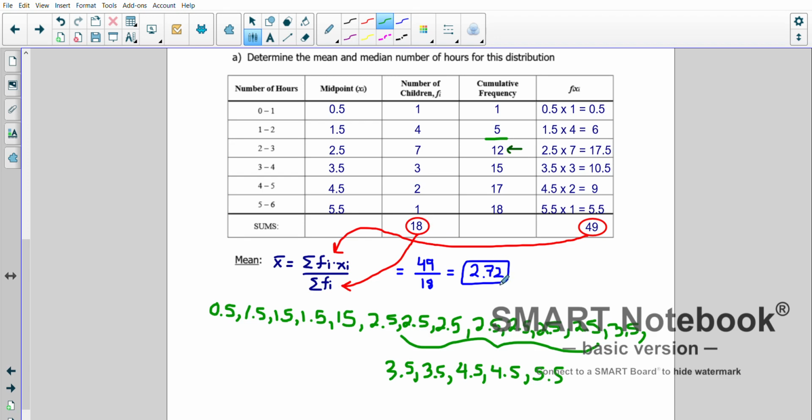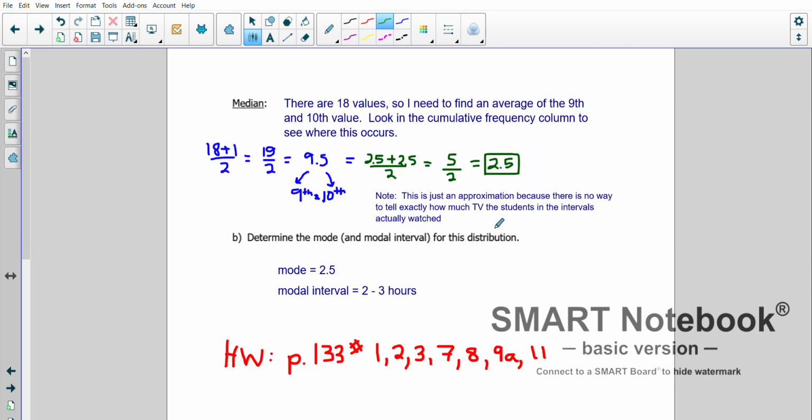So on average, we would get 2.72 kids. Or sorry, 2.72 hours of TV watched. And again, this is not going to be an exact value. It's just an approximation. It's the best we can do considering this is grouped data and it's in intervals. So I'm going to leave this up here and it's going to help me with the median on the next question, which I think they ask for.